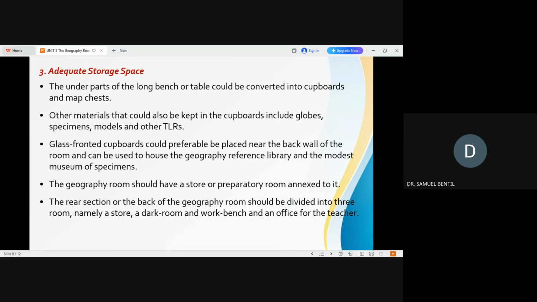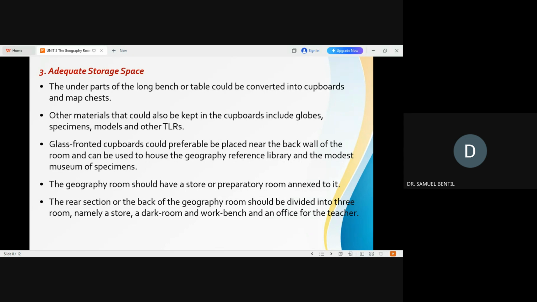The teacher's office can also have some whiteboard, about, let's say, 2.5 meters by 1.5 meters in size. And the essence of this whiteboard in the teacher's office is for the purposes of tutorials or remedial activity for learners who could not get the concept that was being discussed.